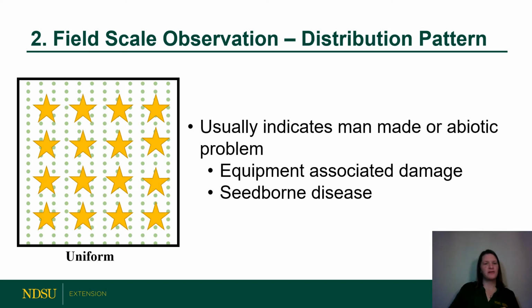To further explain this picture, the square indicates a field, all the green circles refer to crops, and the stars show the distribution pattern. All the stars are evenly distributed in this image.